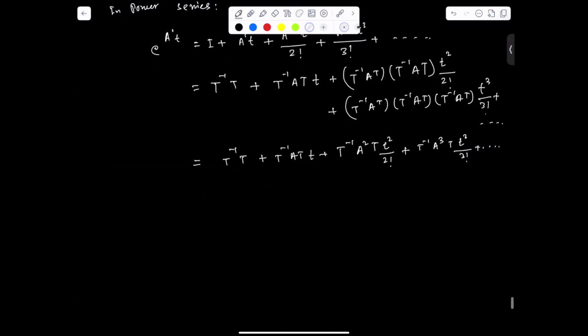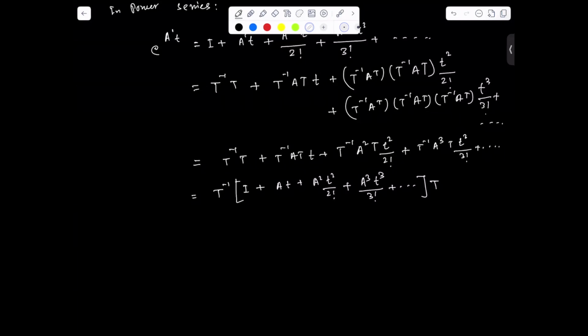Now if you take T inverse common from all the terms, we can write T inverse times I plus AT plus A squared T squared over 2 factorial plus A cubed T cubed over 3 factorial plus so on. So this is how we can write it.